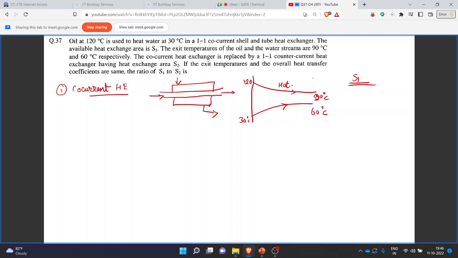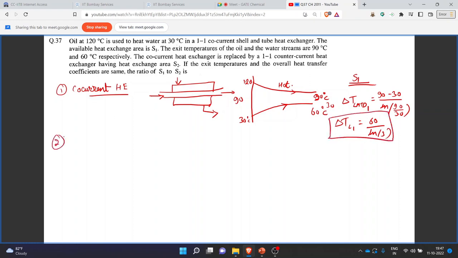Now let's calculate the log mean temperature difference for this case. That is delta T LMTD for the first case. So delta T1 will be 120 minus 30 is 90, and delta T2 will be 90 minus 60, which is 30. So that LMTD will be 90 minus 30 upon ln of 90 upon 30. So this will become delta T LMTD 1 as 60 upon ln of 3.